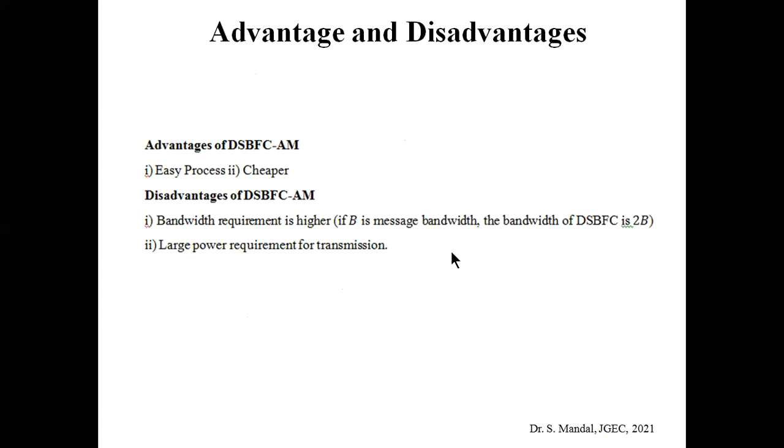Now coming to the last topic, some advantages and disadvantages of DSBFC. Basically, DSBFC is a very easy and cheaper process, so the cost of this system is very low. But here the required bandwidth is very high, because the required bandwidth is 2B if the message signal bandwidth is B. And as there is an extra pilot carrier present in the modulated wave, there is a large power requirement for the transmitter, that means maximum power is wasted. So these are the disadvantages of DSBFC.